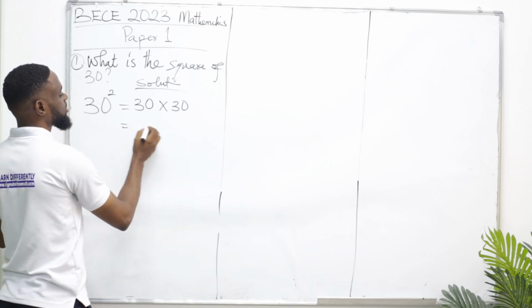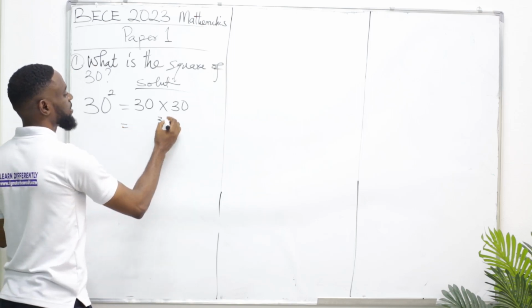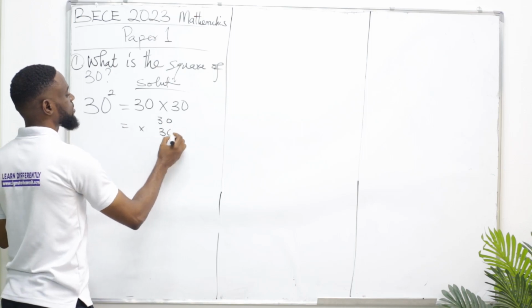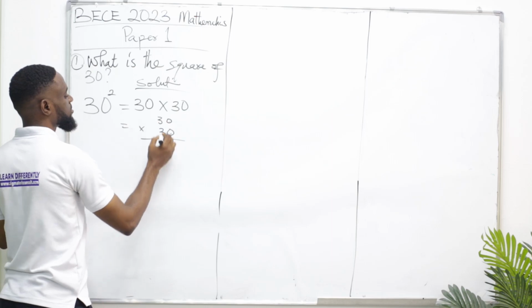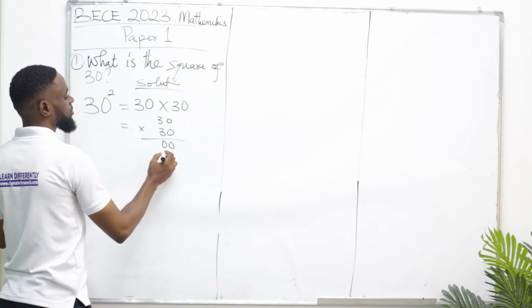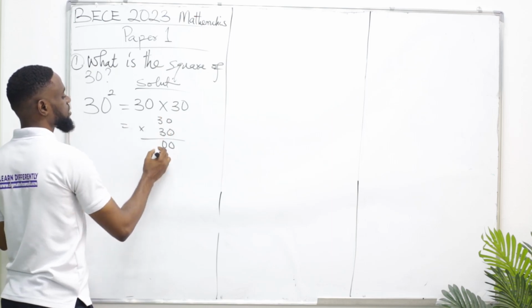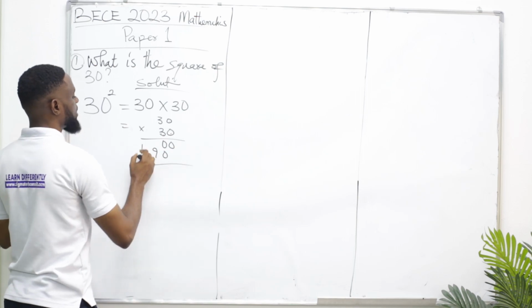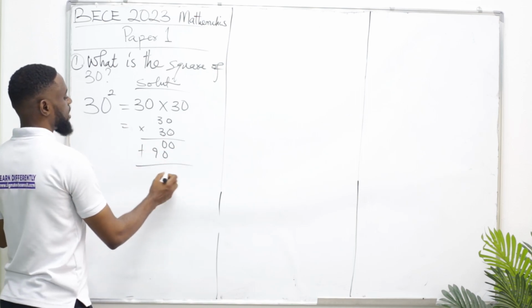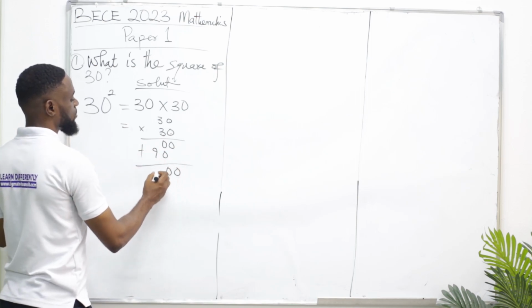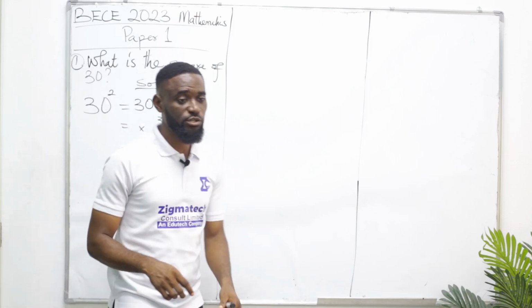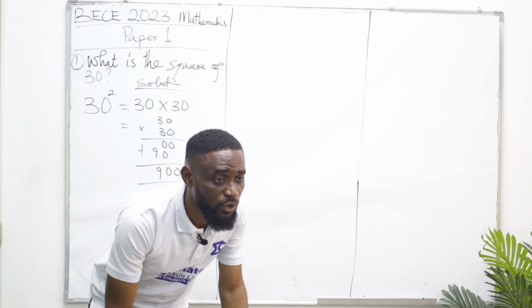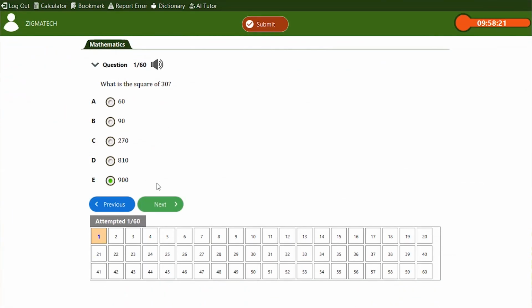How did we get to that? That is 30 times 30. 0 times 0 is 0. 0 times 3 is 0. 3 times 0 is 0. 3 times 3 is 9. So once we add everything together, we arrive at 009, so our answer is 900. If you look at your options, we have option E as the correct option.